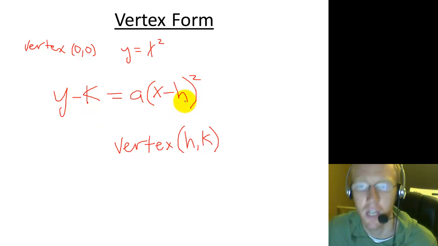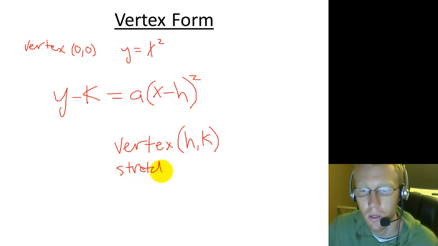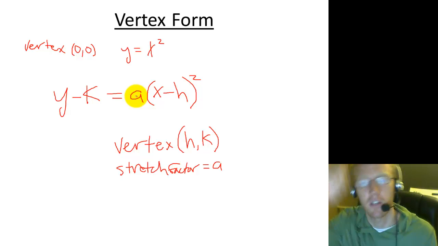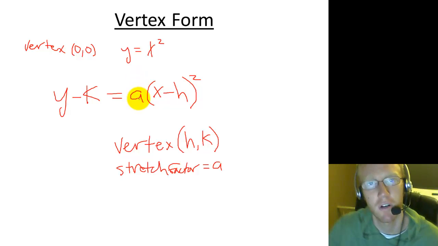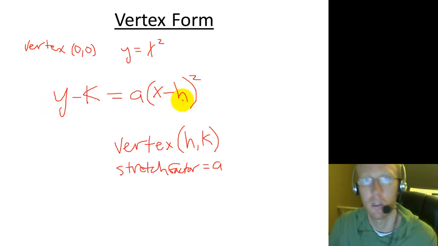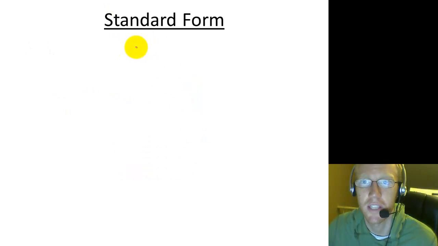So in vertex form, what you have is h comma k as your vertex, and then you've got a stretch factor, which is the a value. So if a is 2, we've been stretched by a factor of 2. Sorry, this could also be a shrink factor. If a is less than 1, like say it's a 1/2 in front or a 0.25 or something, then it's been shrunk. But in general, this form should look very familiar because you've seen it over and over in the last chapter. Okay. The next form is called standard form.